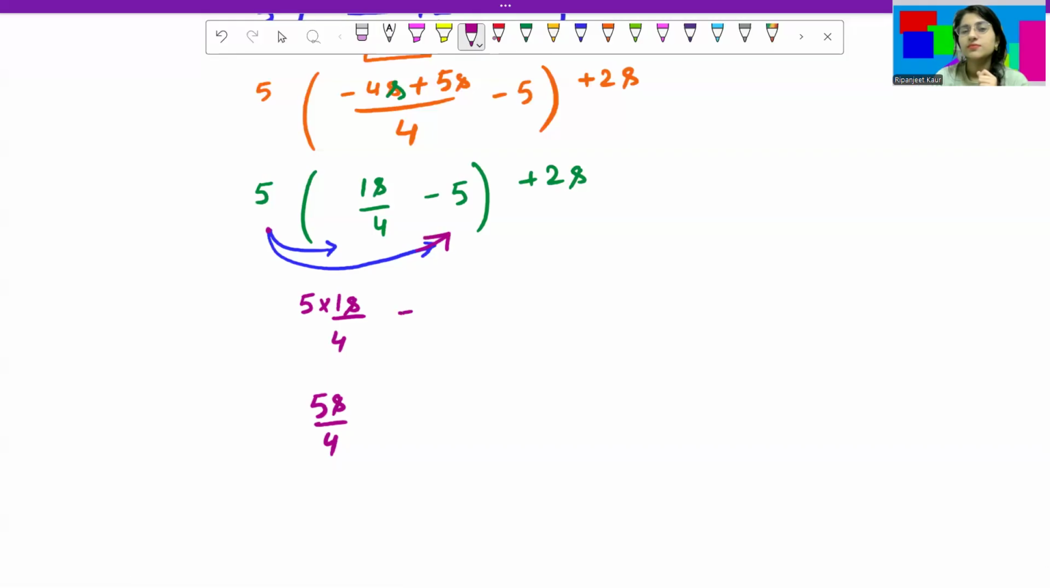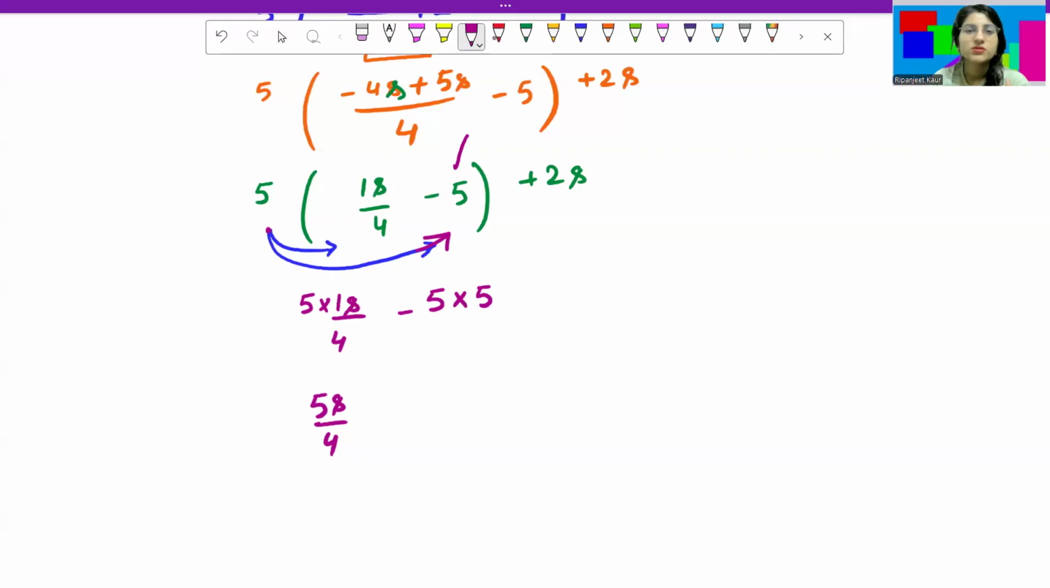Negative 5s over 4. How is that happening? That's what I was saying. See, 5 is getting inside, so 5 gets multiplied with it. It's 5s plus 5s over 4.